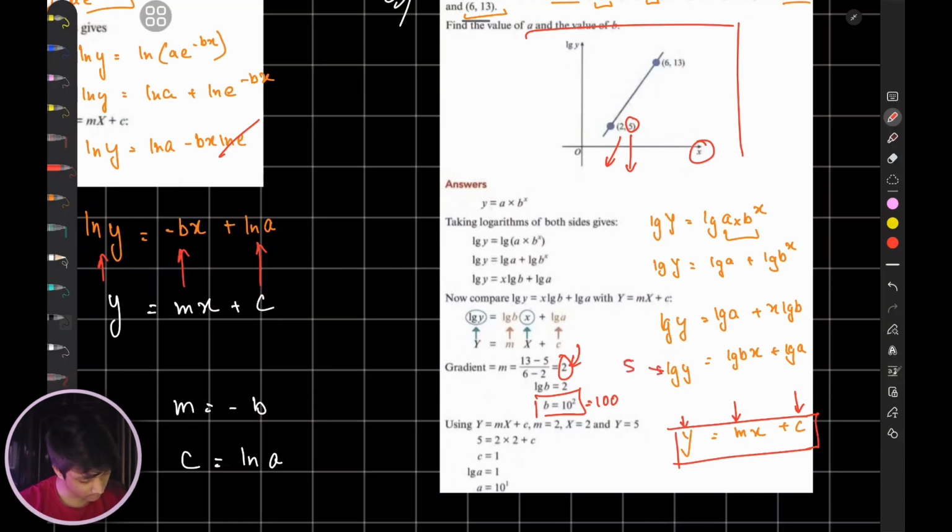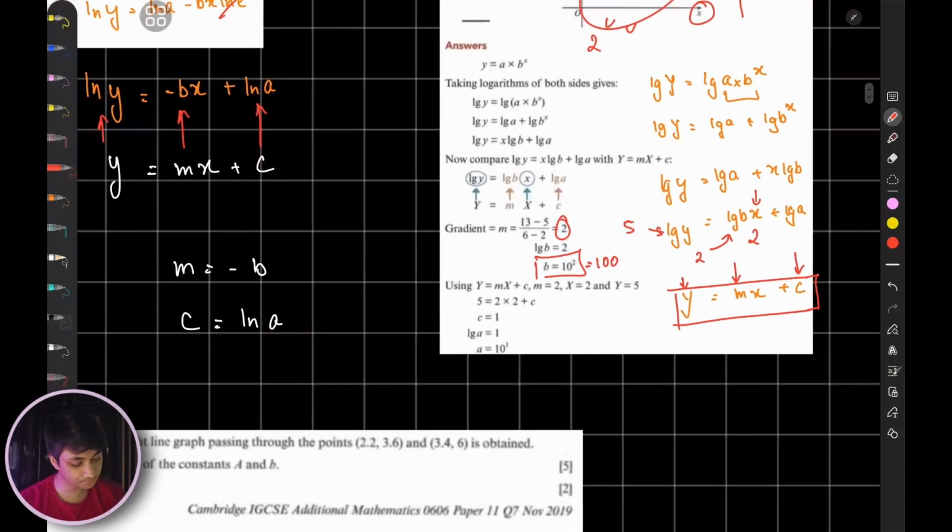Do you know the gradient of this equation? Log b. Do you know the value of log b? Yes, you do. What is it? 2. Why? The gradient of this line is nothing but log b. We just figured that out, right? So you know the value of log b, which is going to be 2. Do you know the x coordinate of this point? Yes, you do. It's 2. So you know the x coordinate. Great. And log of a is something that you're going to make the subject and find the value of.